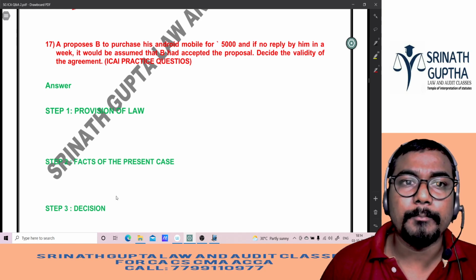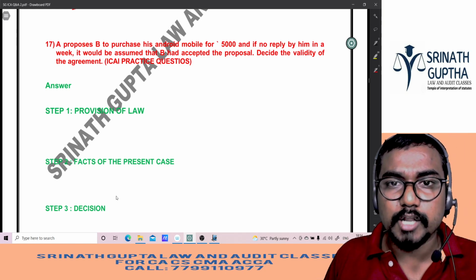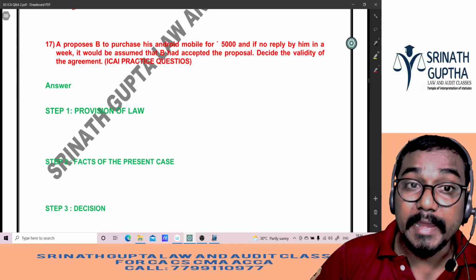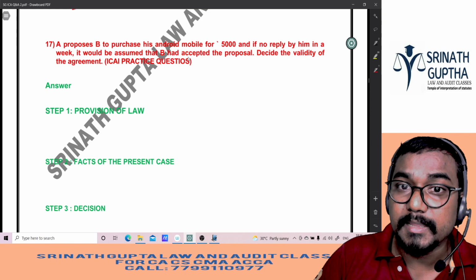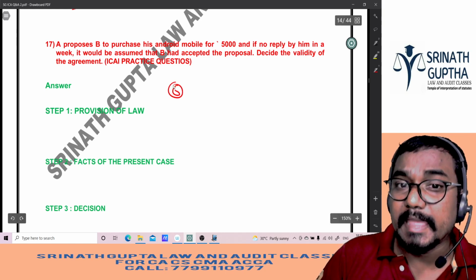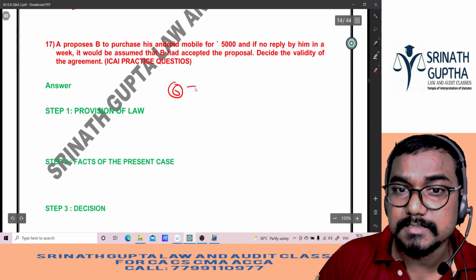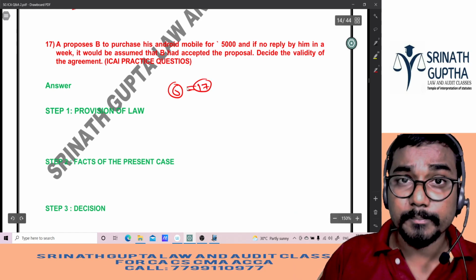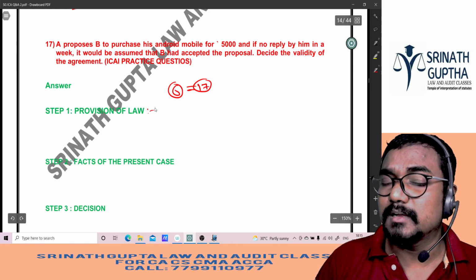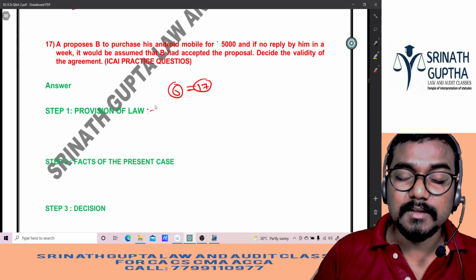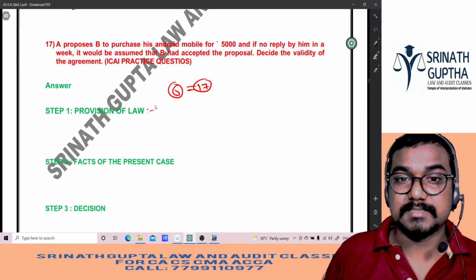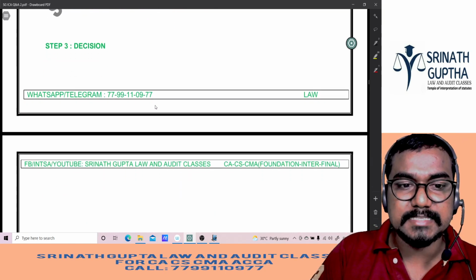Next question. A proposes to B to sell his Android mobile for 5,000 rupees, and says that if there is no reply by him in a week, it would be presumed that B has accepted the proposal. This question we have discussed, beta. Question number 6, exactly question number 6. Question number 6 and question number 17 are the same. That means questions are repeating. Step number 1: the offerer cannot say that if the offer is not accepted by the offeree within the specified time, he is assumed to have made an acceptance. Question number 6 and 17 are exactly the same, beta.